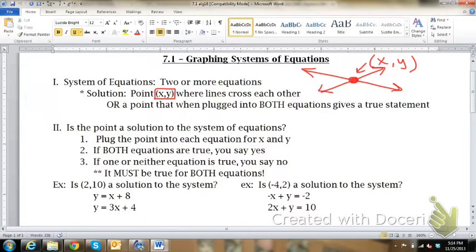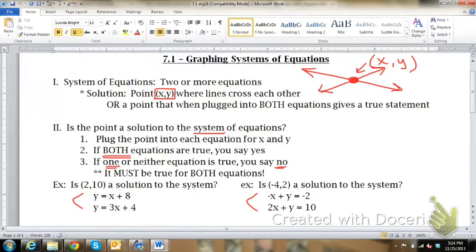So the first thing we're going to do is ask you the question, is the point a solution to the system of equations? The system just means that there's more than one equation. So if you look at these two examples, there's more than one equation for both of these. Okay? So in order for the point to be a solution, it has to work in both equations. So if one of them is not true, then automatically you say no. Okay, even if there's just one that's not true.